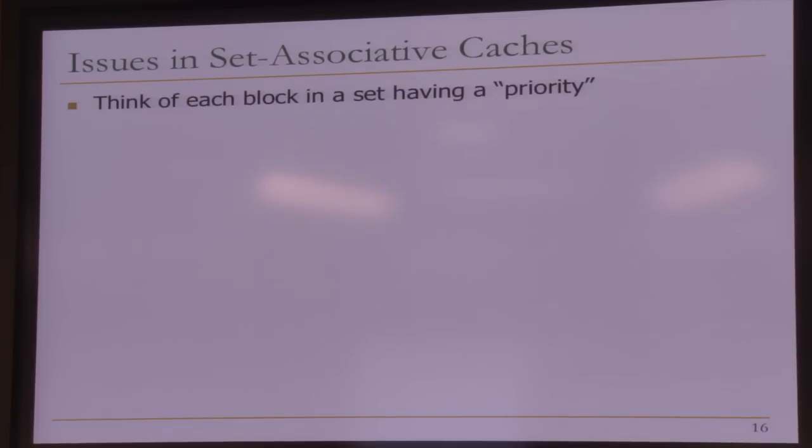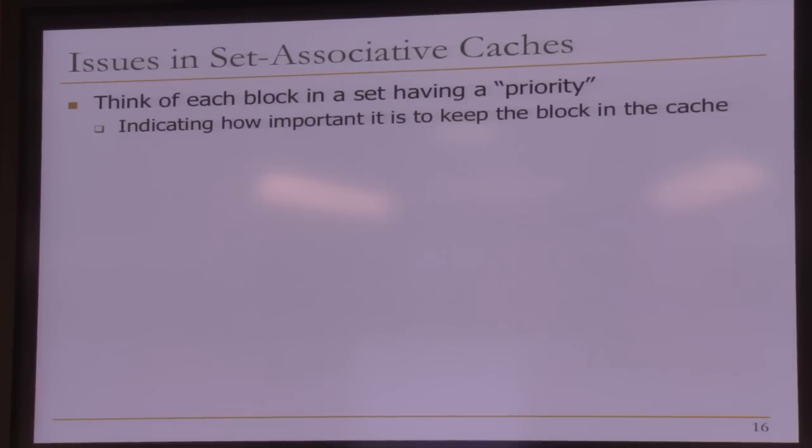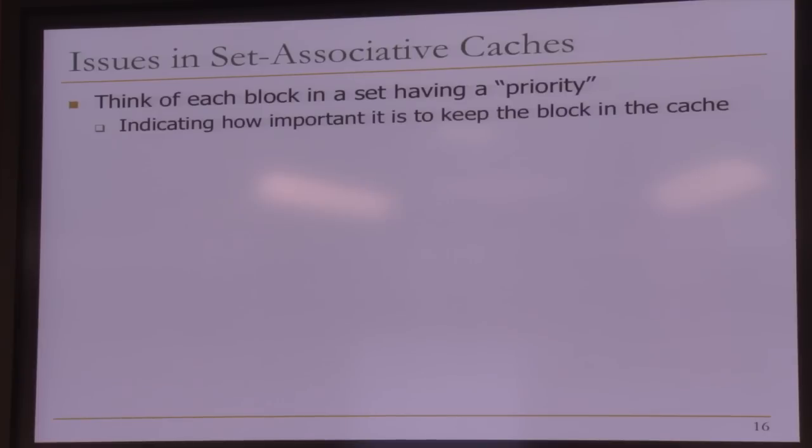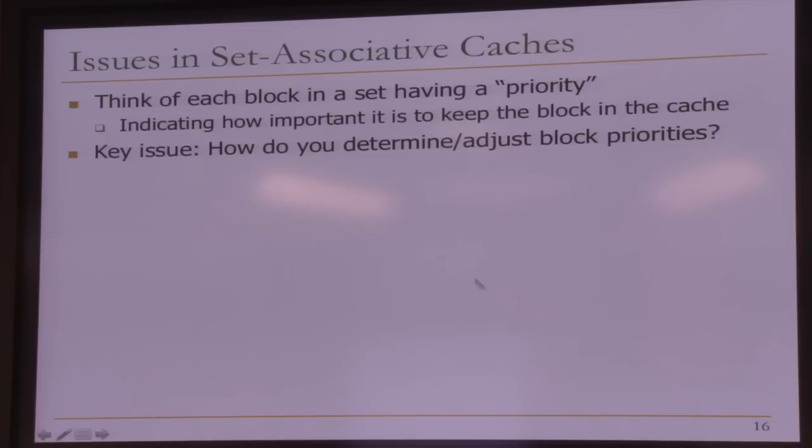So think of each block in a set having a priority. You have multiple blocks in a set, and you want to assign some kind of priority to them, indicating how important it is to keep the block in the cache. In a direct map cache, this doesn't matter, because you have only one block in a set. But if you have multiple blocks in a set, you need to make a decision of which block to evict, for example.